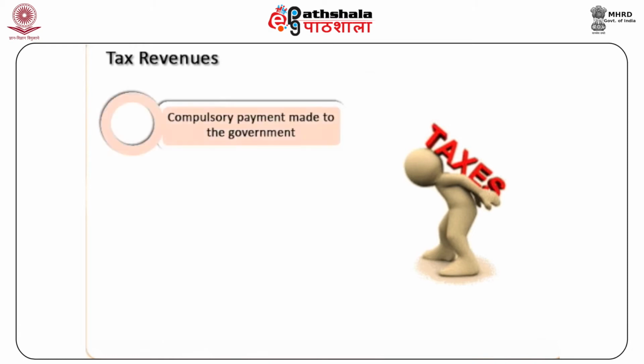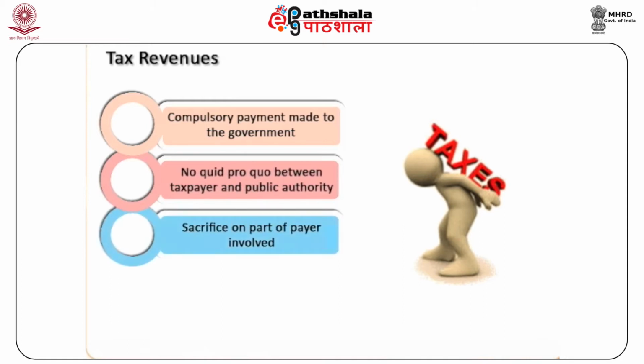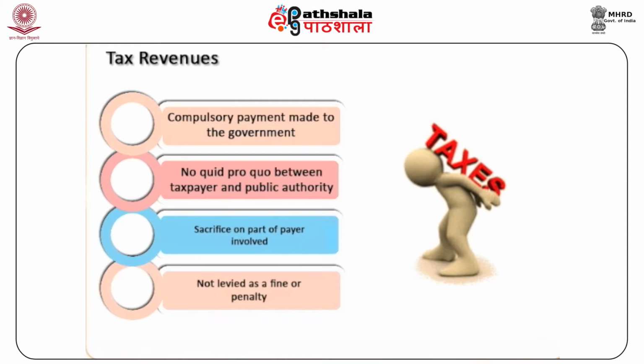A tax is a compulsory payment made to the government. People on whom a tax is imposed must pay the tax. Refusal to pay the tax is a punishable offense. There is no quid pro quo between a taxpayer and public authorities. This means that the taxpayer cannot claim any specific benefit in return for the payment of a tax. Every tax involves some sacrifice on the part of the taxpayer. A tax is not levied as a fine or penalty for breaking law.